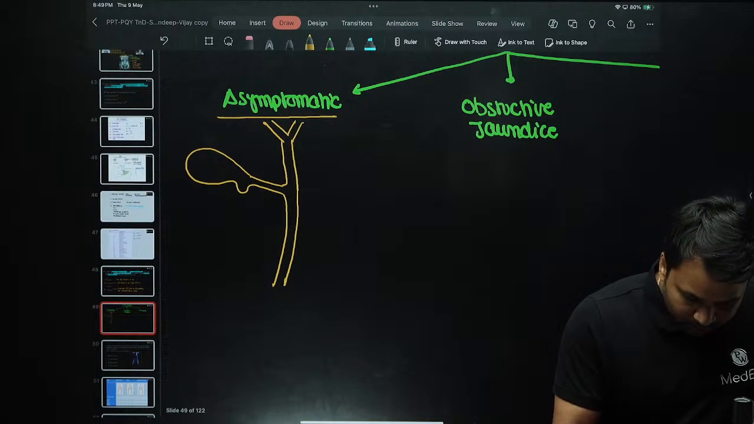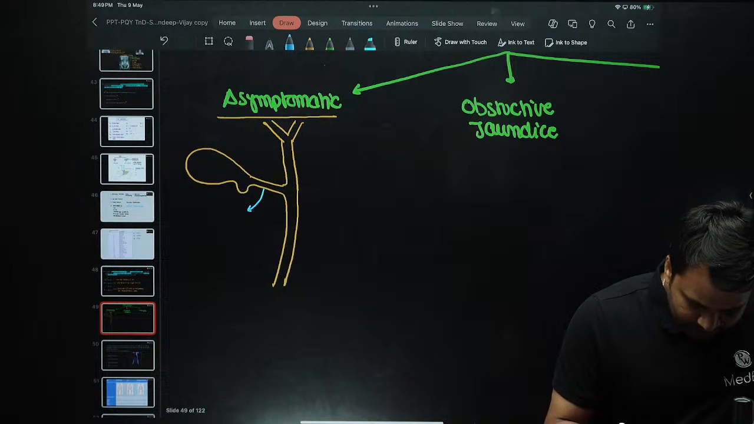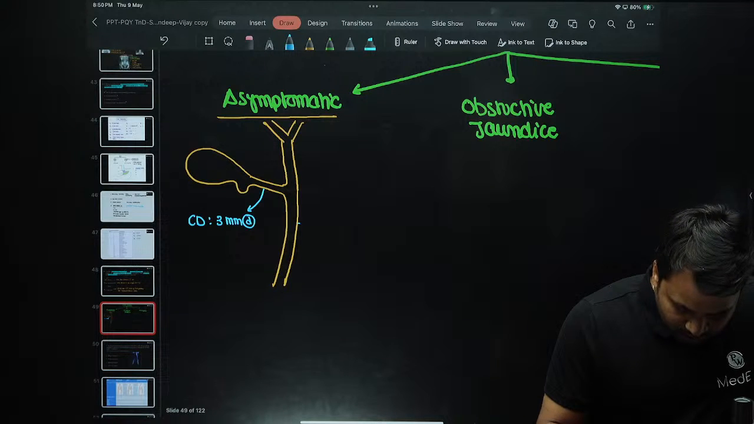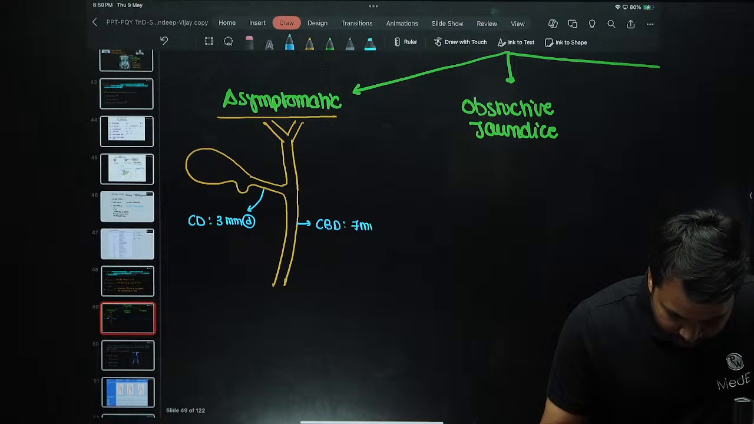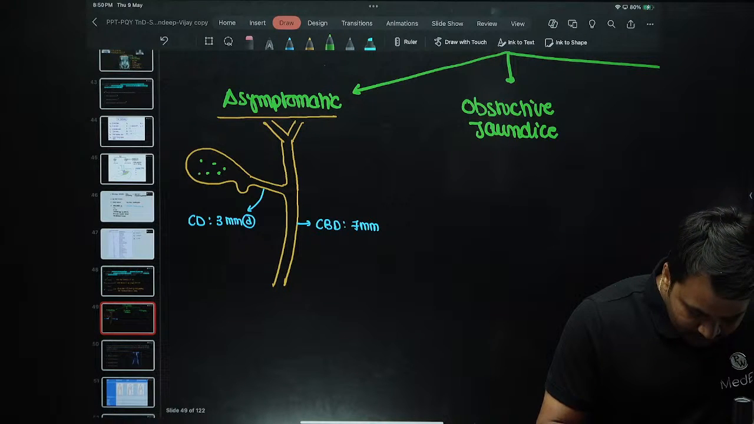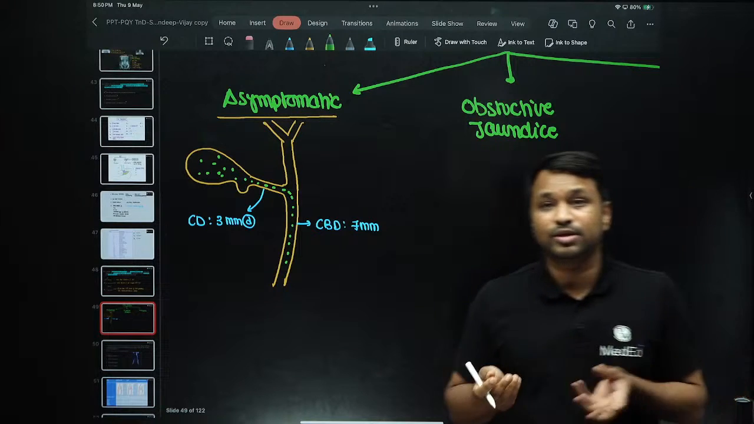Now, when you talk about the cystic duct, this is a cystic duct. Remember, the cystic duct is 3 millimeters in diameter, whereas your CBD is approximately 7 millimeters in diameter. And whenever a stone is going to pass out from the cystic duct into the CBD, what will be the size of the stone? Will it be more than 3 millimeters or less than 3 millimeters?